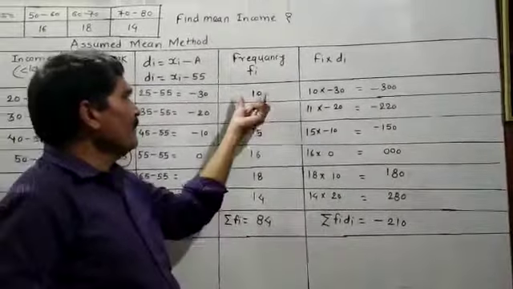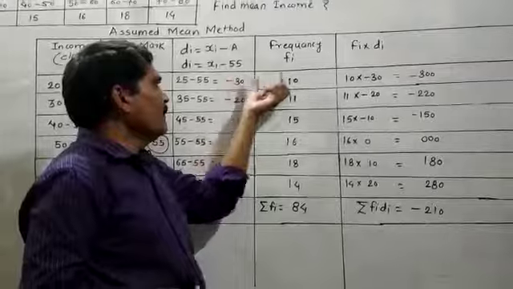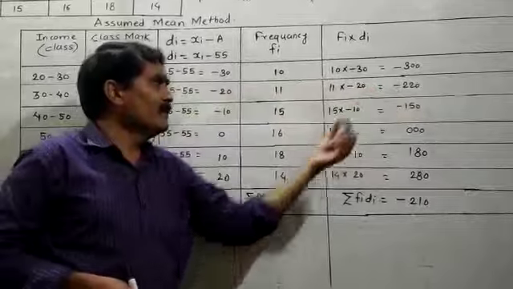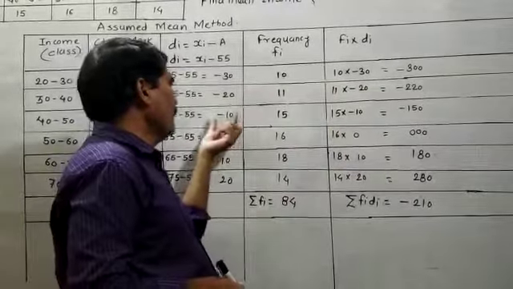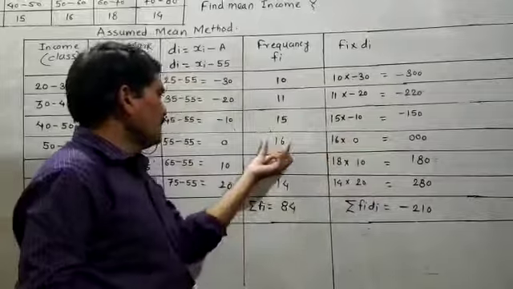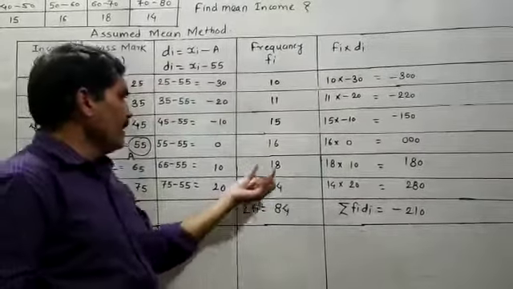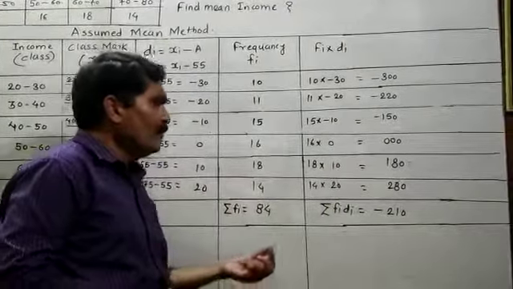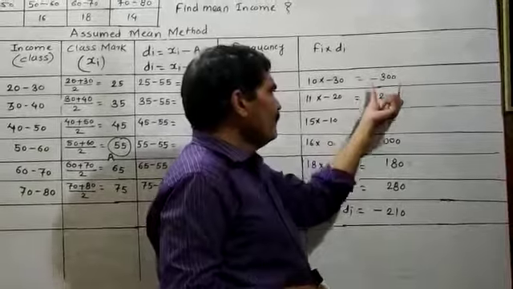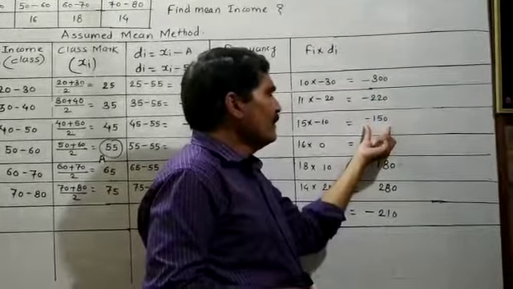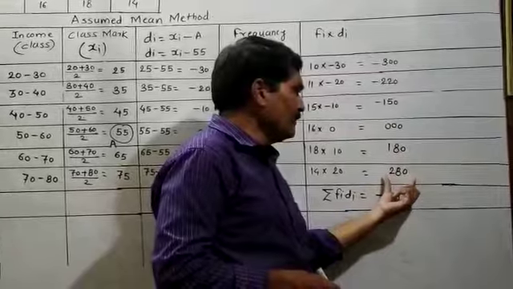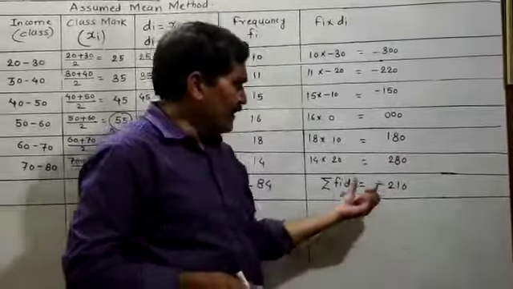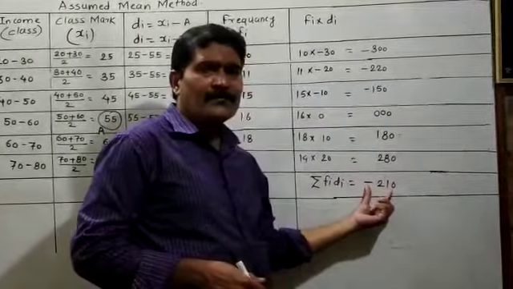Now you have to do fi into di. 10 multiplied by minus 30 is equal to minus 300. 11 multiplied by minus 20 is equal to minus 220. 15 multiplied by minus 10 is equal to minus 150. 16 multiplied by 0 is equal to 0. 18 multiplied by 10 is equal to 180. 14 multiplied by 20 is equal to 280. Here you have to add the minus numbers and give the minus sign, add the plus numbers and give the plus sign, and from the bigger number subtract the smaller number. At that time the sum of fidi will come minus 210.